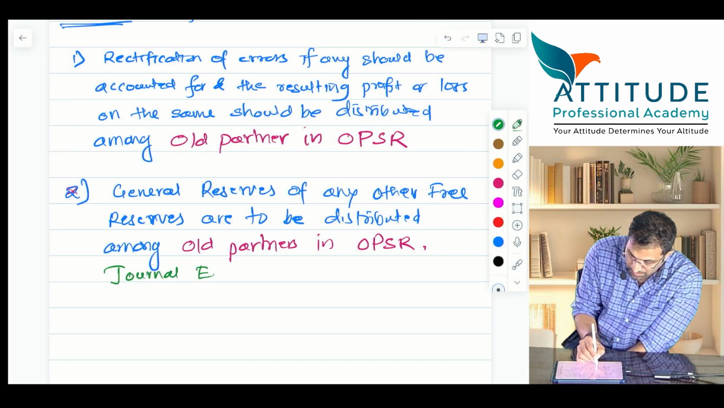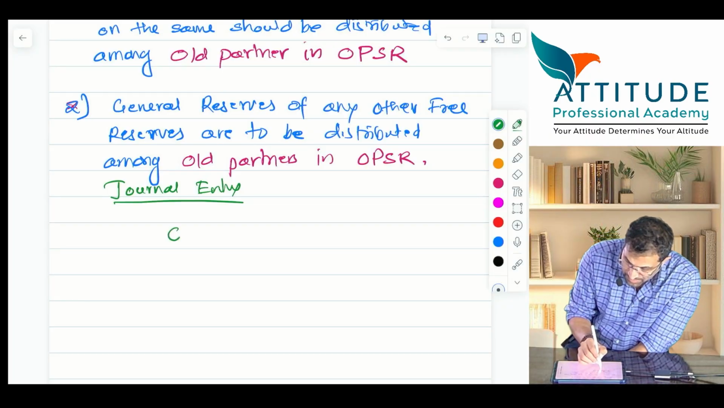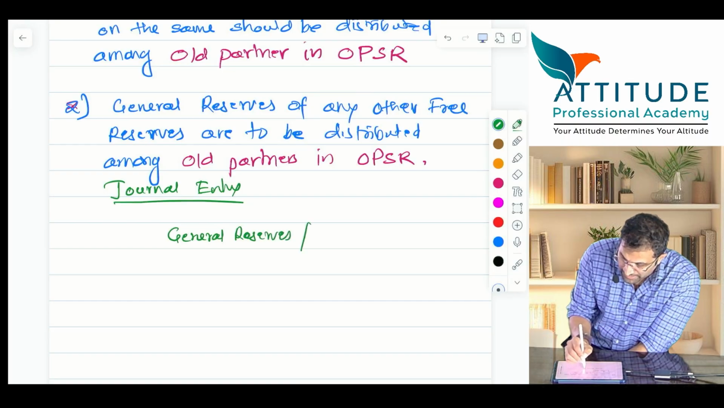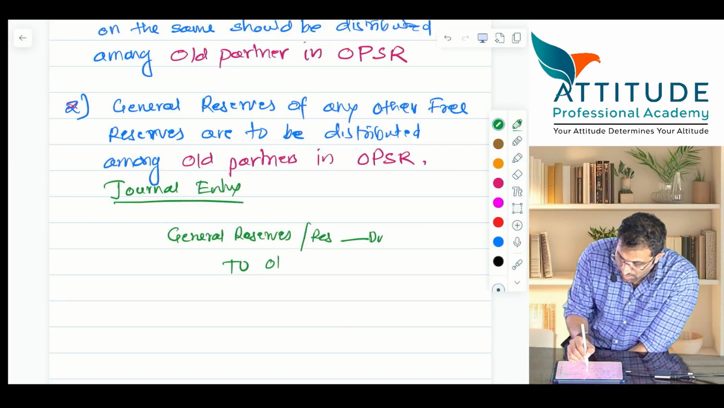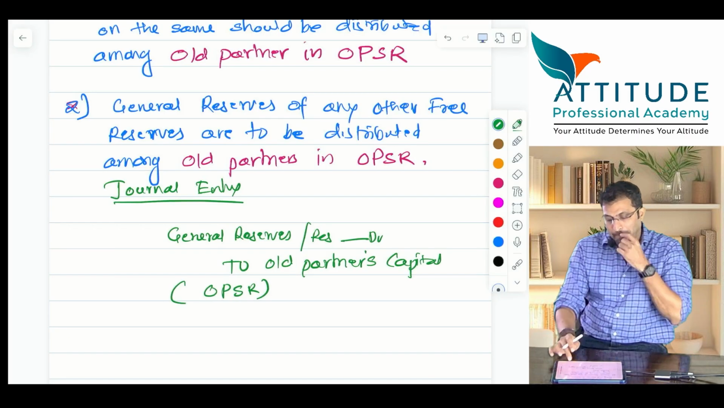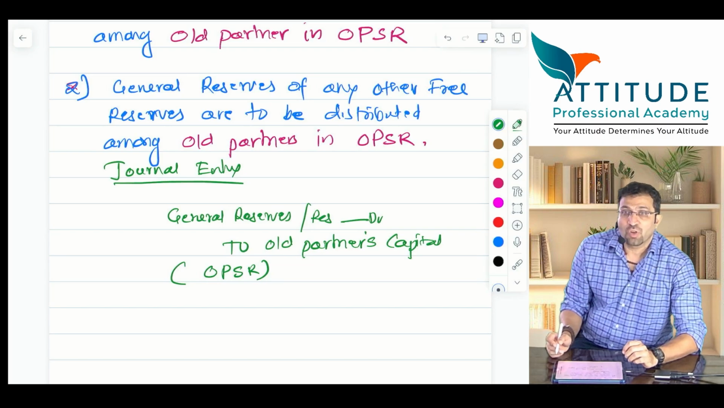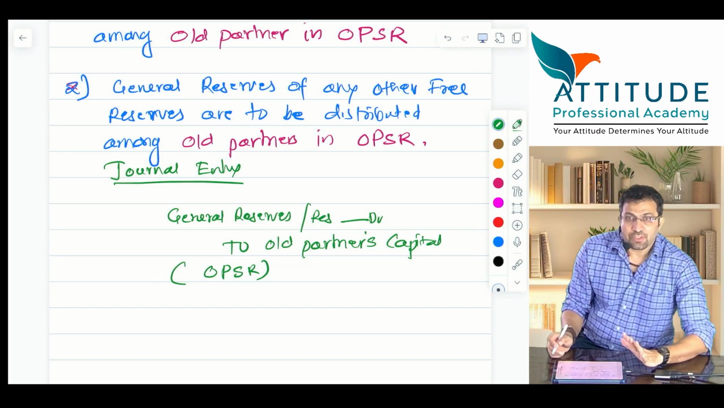Journal entry bolo. Anybody can tell me the journal entry? General reserves or any other reserves, debit to old partners capital. In which ratio? Old profit sharing ratio. Are you all there with me? Reserves or any other general reserve or any other reserves to old partners capital in which ratio? Old profit sharing ratio. Got the entry?